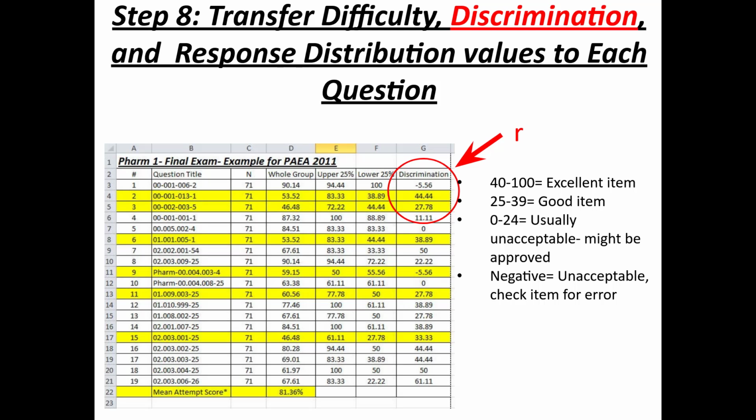Main thing to remember here is we're going to look for difficulty less than 60, and we're going to look for discriminators that are less than 25. Okay.